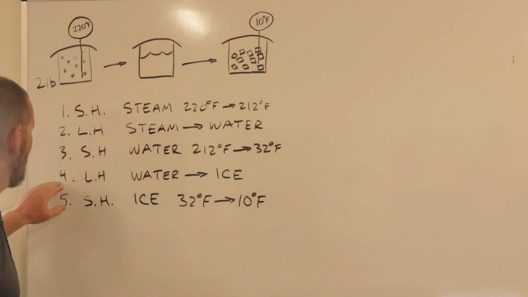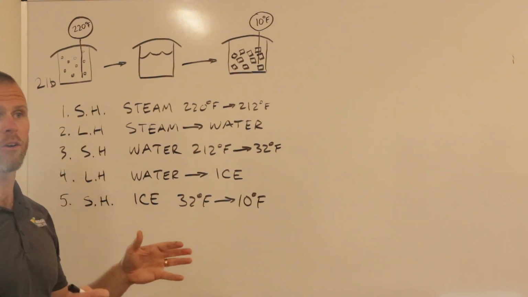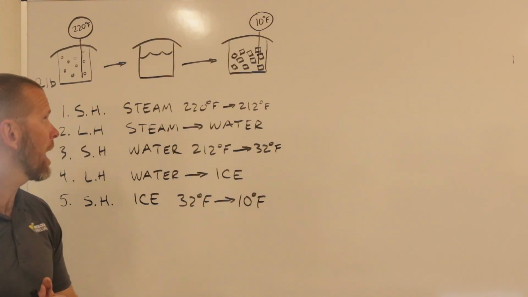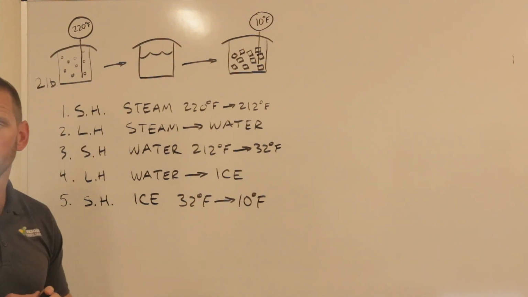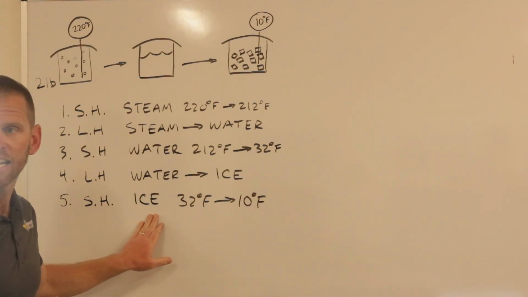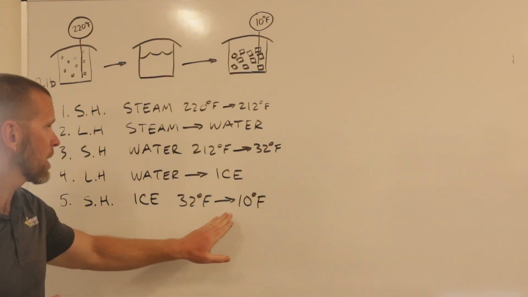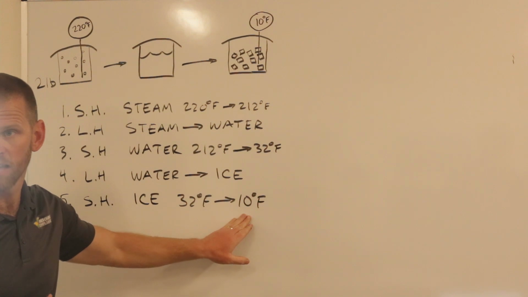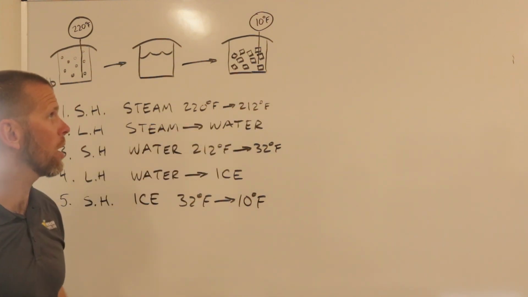And then we again have a latent heat component. That's component number 4, where we're going to transition our water into ice. Still 2 pounds the whole way through. Then our final component will be sensible heat once again, where we lower the temperature for ice from 32 degrees Fahrenheit down to 10 degrees Fahrenheit, where we get to our final state that the problem asks for.